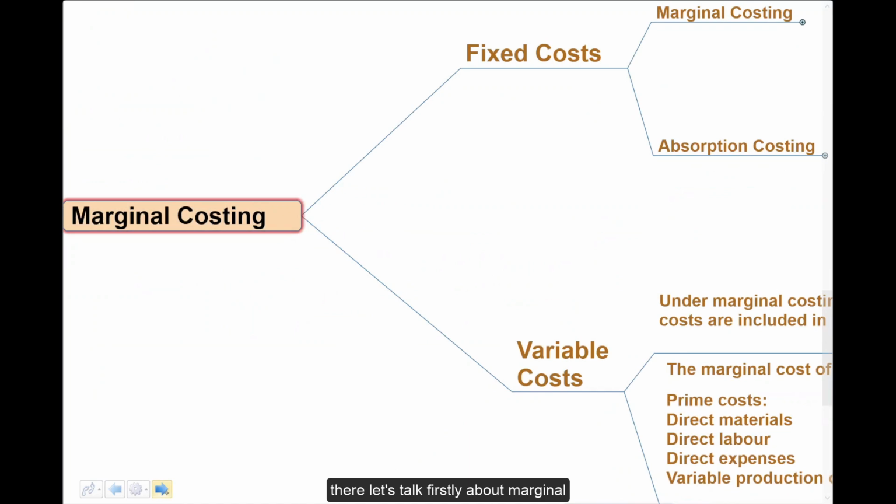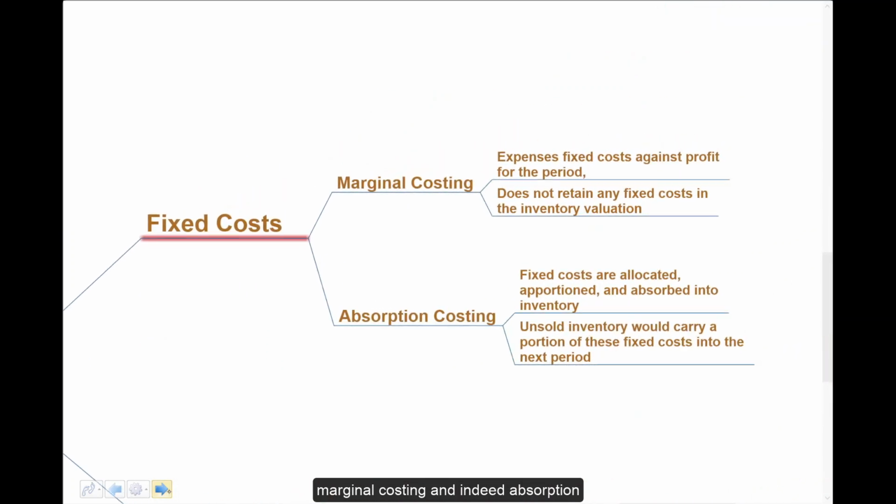Let's talk firstly about marginal costing. Now, let's not get overexcited. All we're talking about here is a way to cost a product. We're a company of manufacturers. We manufacture product A. We can choose the costing method. We can choose marginal costing. We can choose absorption costing. It's up to us to decide which is more appropriate. At the end of the day, the costing method should give us the most accurate cost. And this, again, is the type of thing that the examiner will target. You know, what's the difference between marginal costing and indeed absorption costing, which is better in this situation, etc.